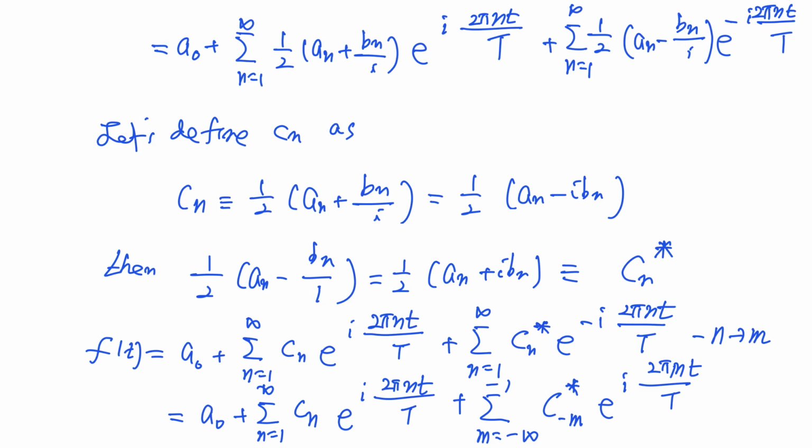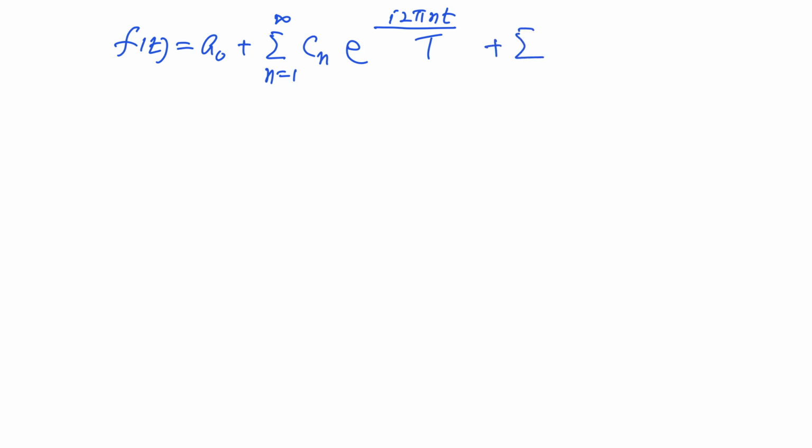Sure, let me summarize a little bit. So f(t) is a0 plus the sum from n equal to 1 to infinity of Cn exponential i 2 pi n t over big T, plus we have a different summation, m from minus infinity to minus 1, of C minus m complex conjugate exponential i 2 pi m t over T.